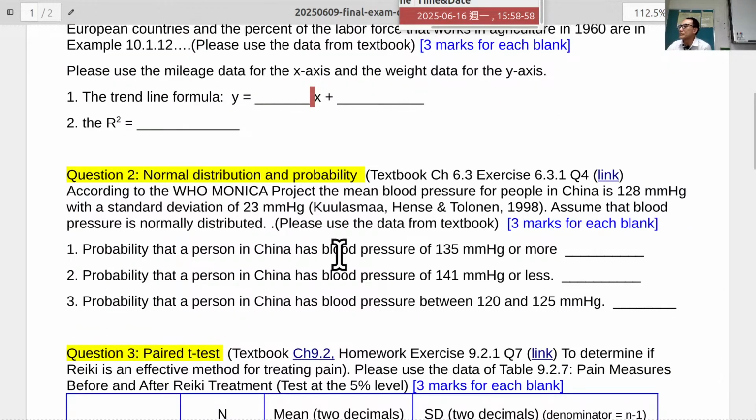The second question: normal distribution and probability. Please check chapter 6.3 exercise, the homework 6.3.1 Q4. Let's click. And the title of the question: according to the WHO Monica project, the mean blood pressure for people in China is 128 millimeters of mercury. Okay, let's check the question.